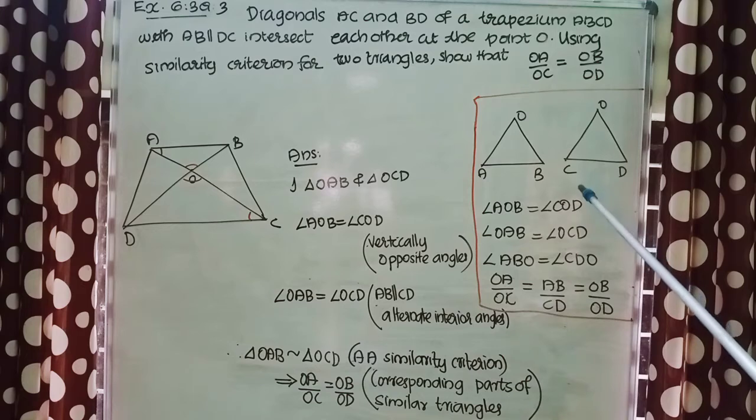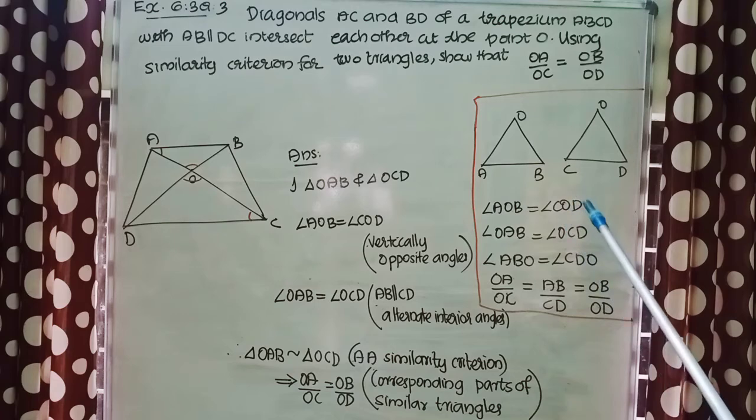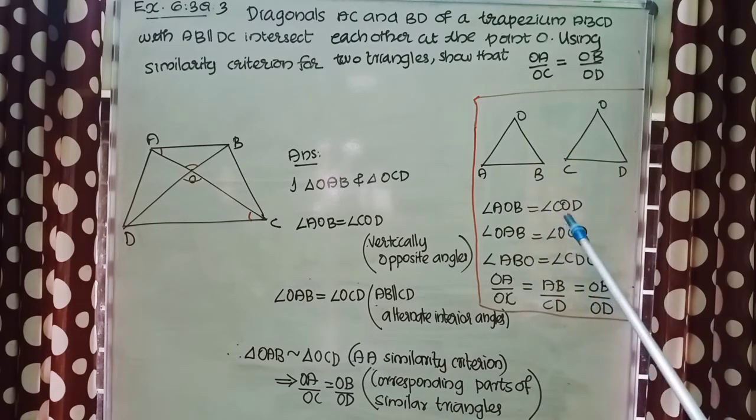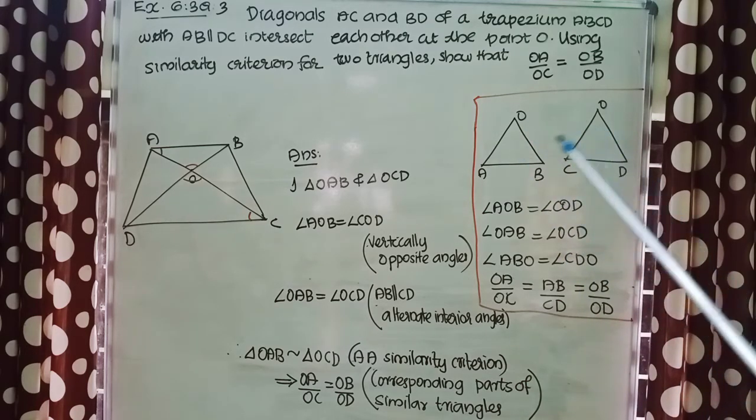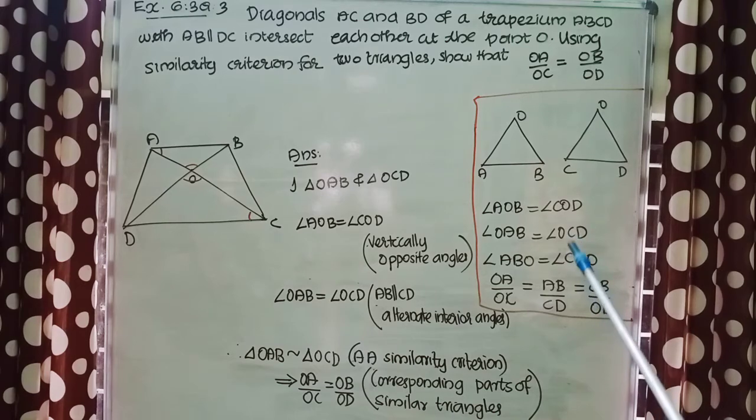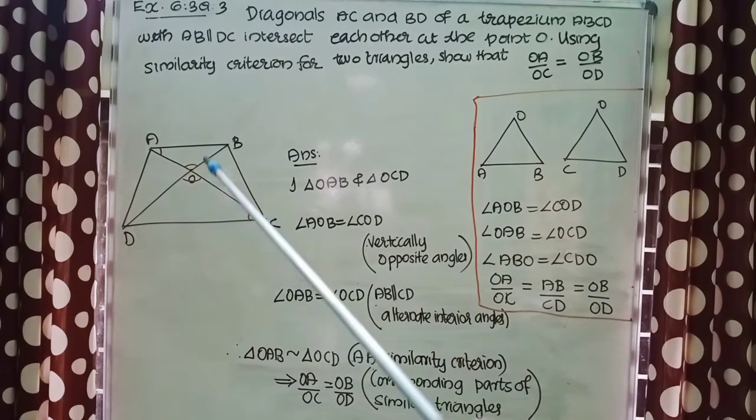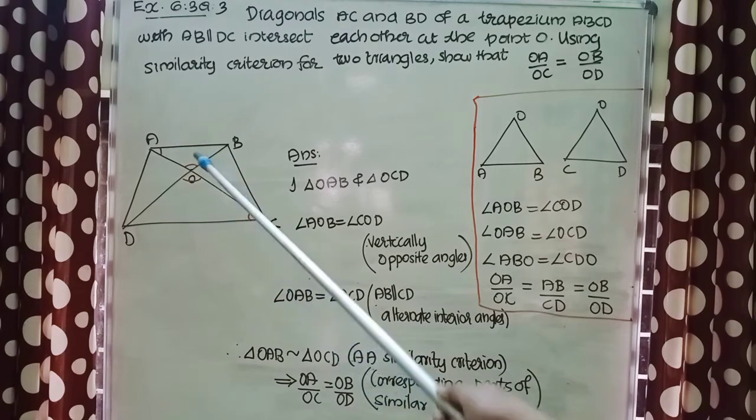So to prove the similarity, we have studied three criteria. AA similarity criteria, SSS similarity criteria, SAS similarity criteria. We have to use any one of the criteria to prove these two triangles are similar. So let us check whether any corresponding parts are equal or not. First corresponding part is angle AOB equal to angle COD. Let us check the figure and verify it is true or not.